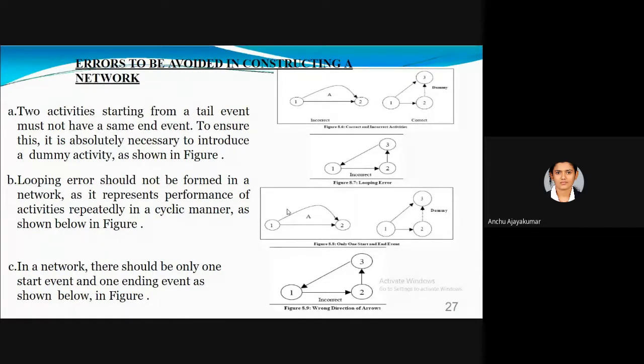Another error is a looping error. That means it has gone cyclic. It keeps repeating; we don't have a starting or an ending event. That is the looping error. And the third one is that we need a starting event as well as an ending event.